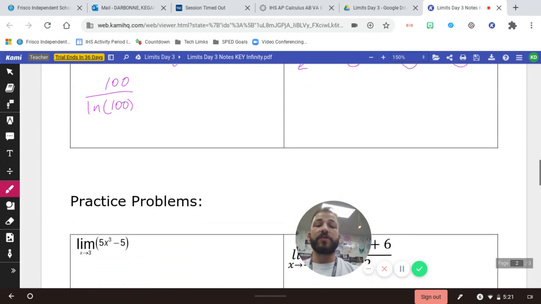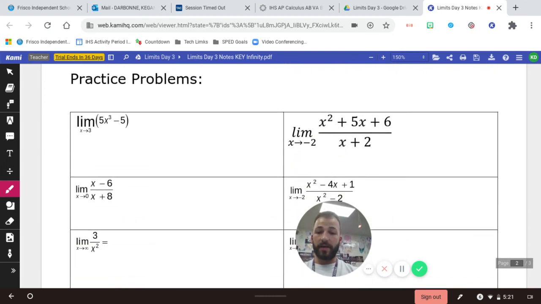So go ahead and finish out the rest of these, complete these practice problems down at the bottom, and then we'll be working through station 10 and 11 today in class.